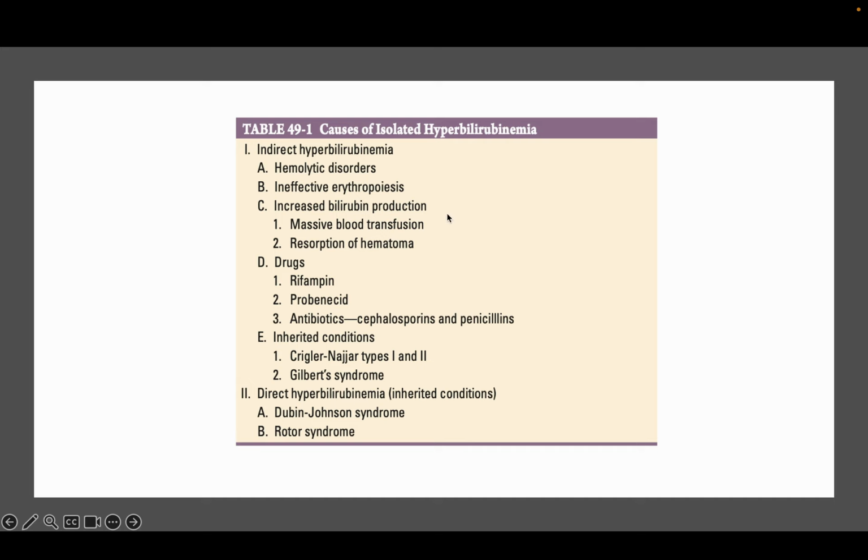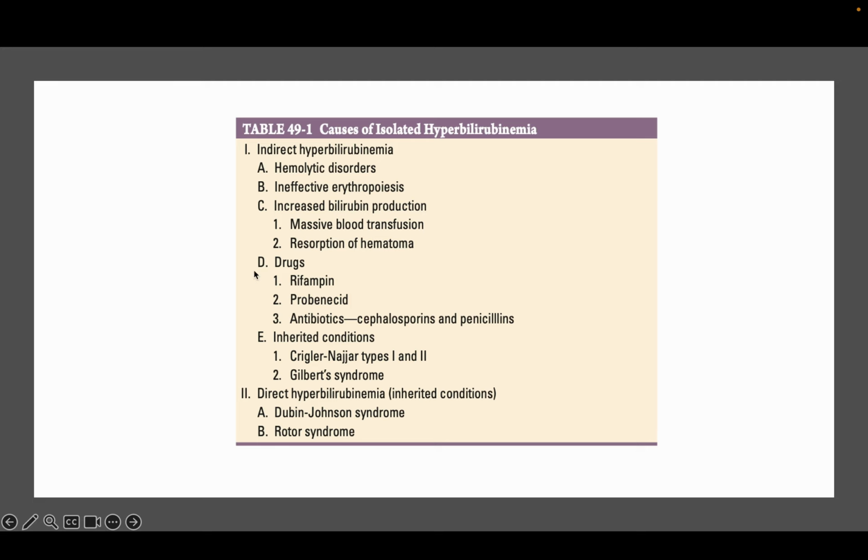Any massive blood transfusion can also cause it. Any hematoma resolution, especially an extradural or intradural hematoma. During the resorption phase, some amount of bilirubin will be there because of the metabolism of the hematoma. So drugs like rifampicin, and antibiotics like cephalosporin and penicillin, can cause isolated hyperbilirubinemia, especially indirect. So for indirect, always look for all these causes.